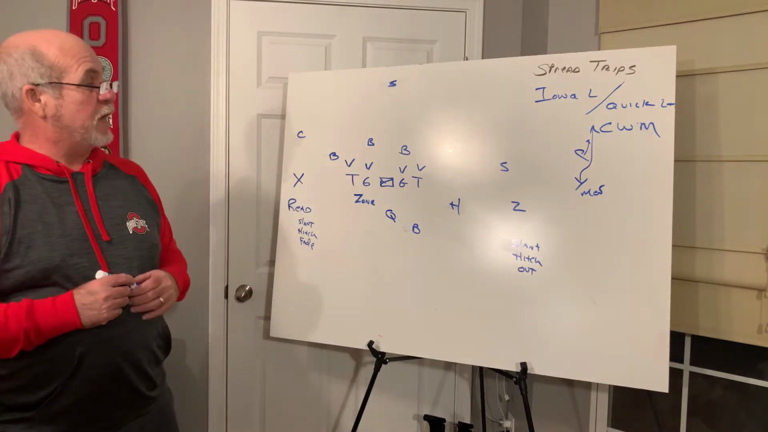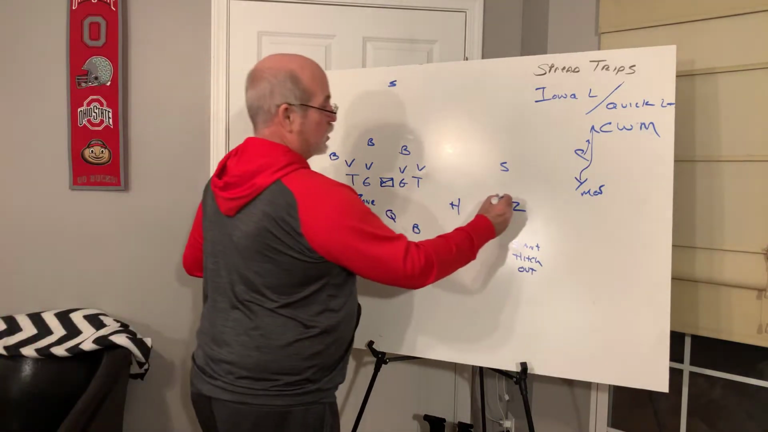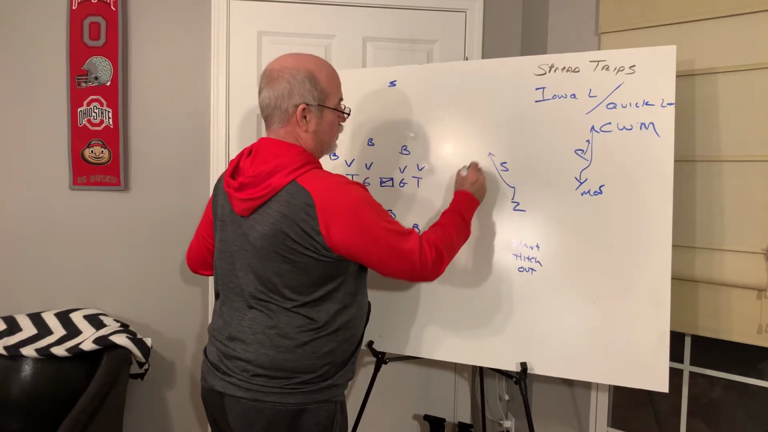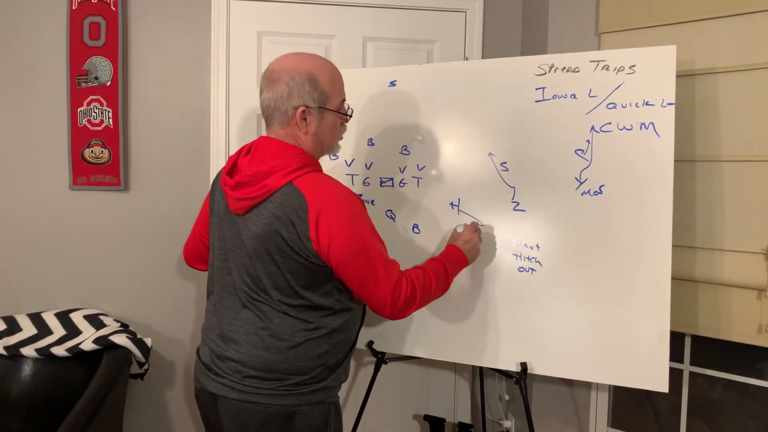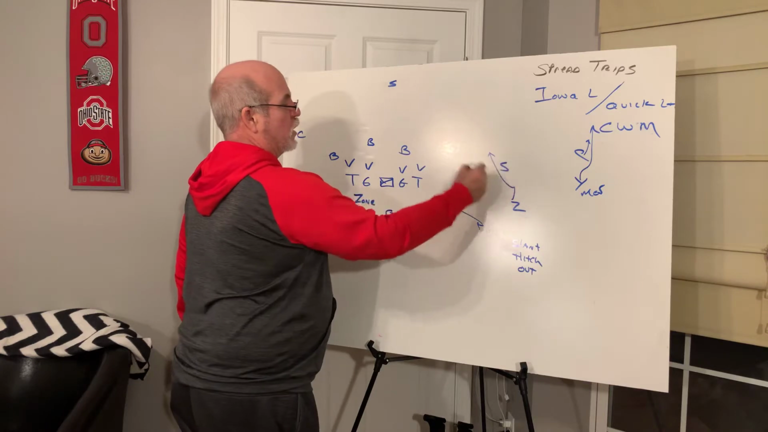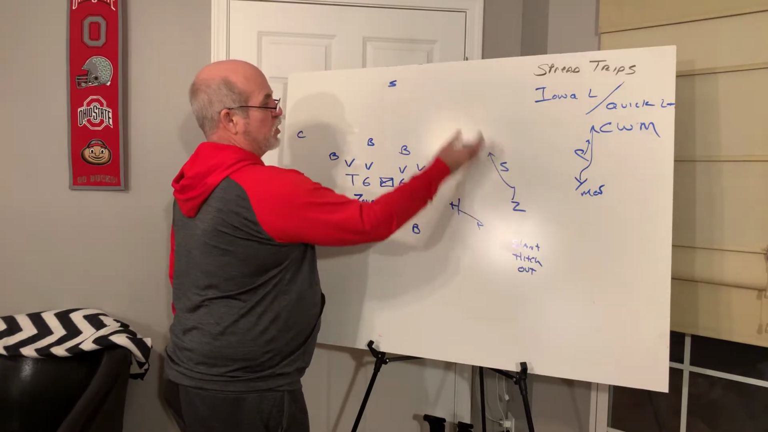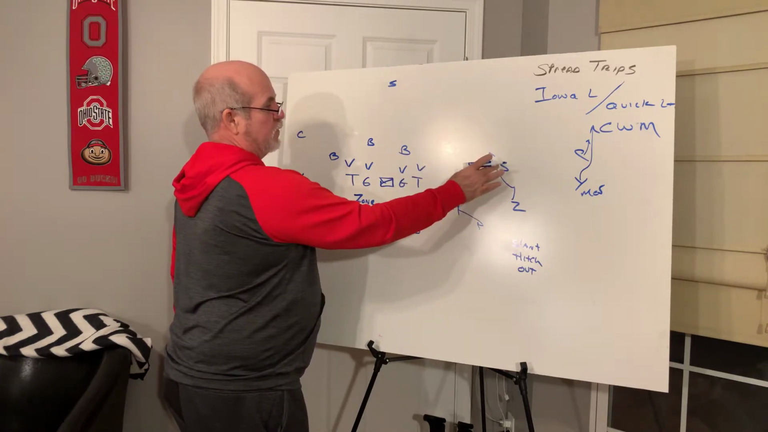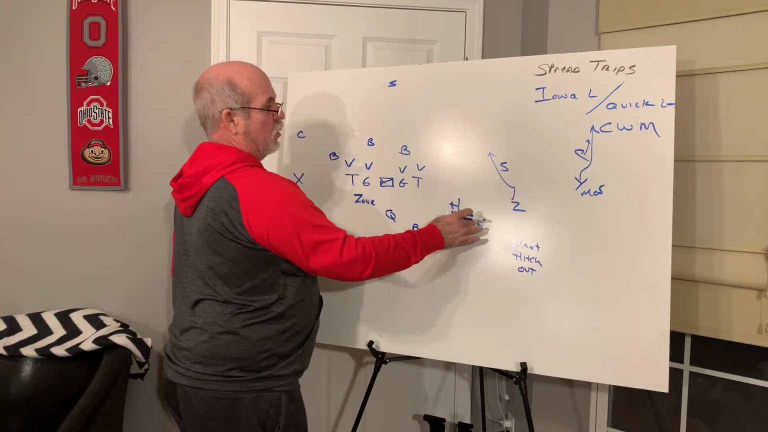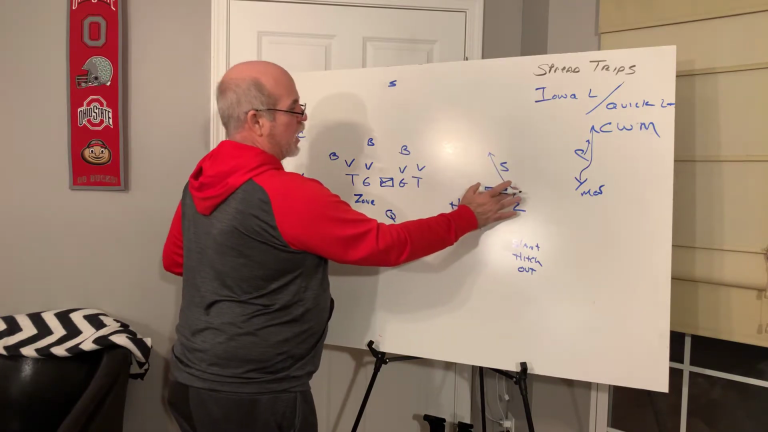We could run the slant, which is slant and now screen, in which case the quarterback will read that safety. If that safety runs with the slant, we'll throw this. If that safety flies up to the now, we'll throw the slant route behind him.